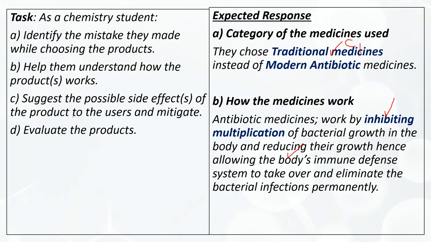Okay, now let's look at part C. Part C is talking about suggesting the possible side effects of the product to the users and mitigating them. Then finally, evaluate the products. Which products are we evaluating? We're evaluating the traditional antibiotic medicines and modern antibiotic medicine.